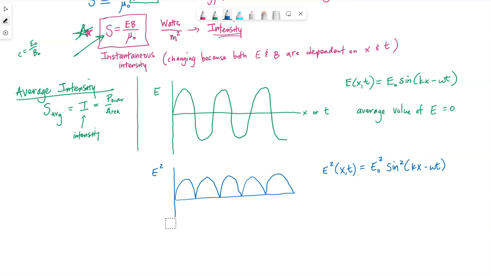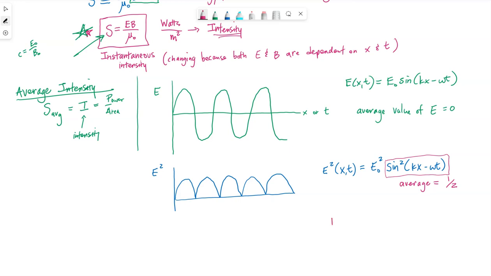The average value of a sine function squared is not 0. I don't expect you to know what it is either, but I'm going to tell you. So this squared function is still changing. It's still a function of x and t. But if we want to think about what the average value is now, the average value of a sine squared value is 1/2.